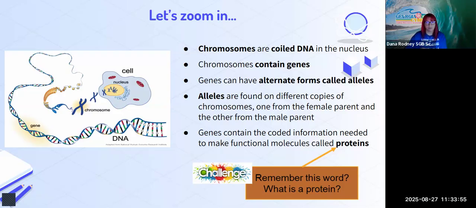We always get a copy of the chromosomes in organisms that are sexually reproduced, one from mom and one from dad. One always comes from the female parent and one always comes from the male parent. And our genes, our DNA, contains that coded information that's needed to make proteins. So remember, DNA is super, super, super important. We're going to use that DNA to make proteins. Proteins are so important to our bodies.